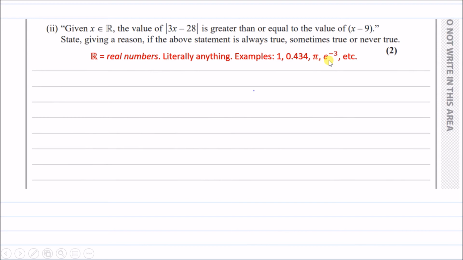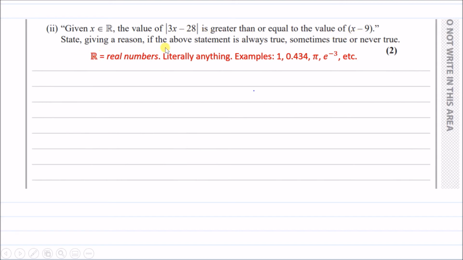So even pi or exponential terms or logs, anything is a real number. Anything that is not imaginary, which you can't square to get a negative, is real, yeah? So anything that works in your calculator is real. Now, going back again. Given that x belongs to real numbers, the value of the modulus of this, meaning it's always positive, so whatever x value you choose, if you get a negative result, it forces it to be positive, is greater than or equal to the value x minus 9.